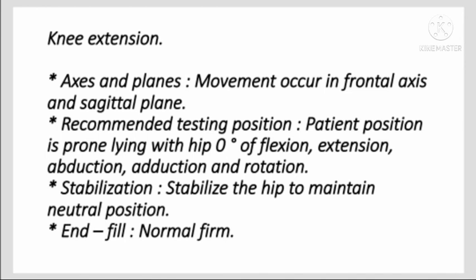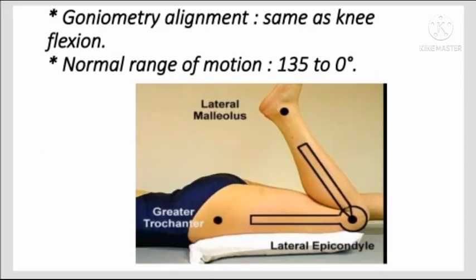Recommended testing position. Patient position is prone lying with hip 0 degrees of flexion, extension, abduction, adduction and rotation. Stabilization. Stabilize the hip to maintain the neutral position. End feel is normal firm. Goniometry alignment is the same as knee flexion. Normal range of motion is 135 to 0 degrees.